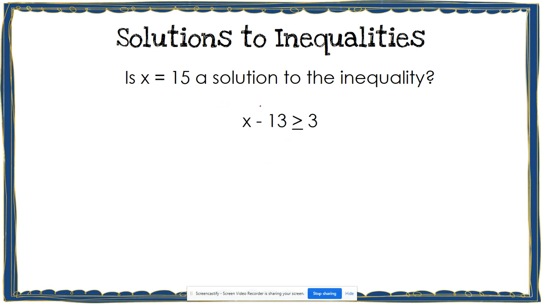Is x equals 15 a solution to this inequality? I'm going to substitute 15 for x, and then I'm going to rewrite the rest of the inequality. 15 minus 3 is 2, and then my inequality says 2 is greater than or equal to 3. Well, I know that 2 is not greater than 3, and 2 is also not equal to 3, so this is not true, which means x equals 15 is not a possible solution to this inequality.